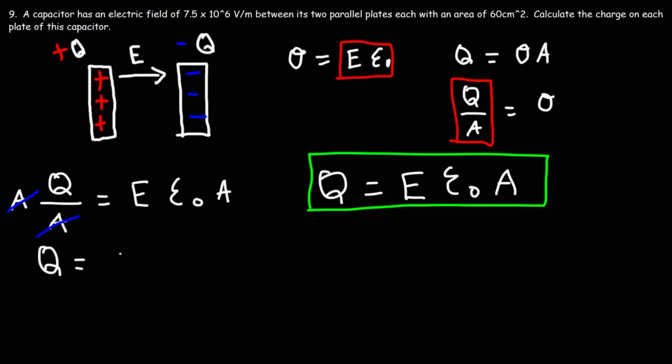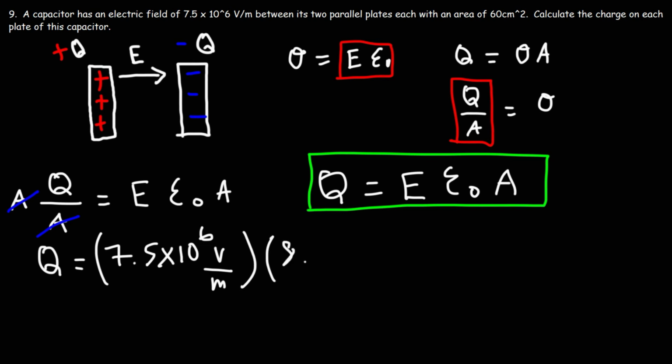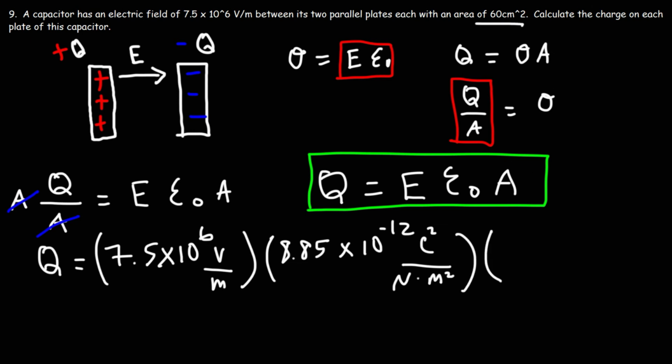So let's plug everything in. The electric field is 7.5 times 10 to the 6 with the units volts per meter, and then times the permittivity of free space, so that's 8.85 times 10 to the negative 12, and the units for that are Coulomb squared over newtons per meter squared, and then times the area. So the area is 60 square centimeters. That's the area of each plate.